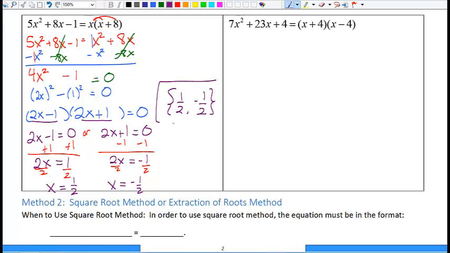You can put the two solutions inside the braces because it's a solved problem, and you can put them in either order. It doesn't really matter.